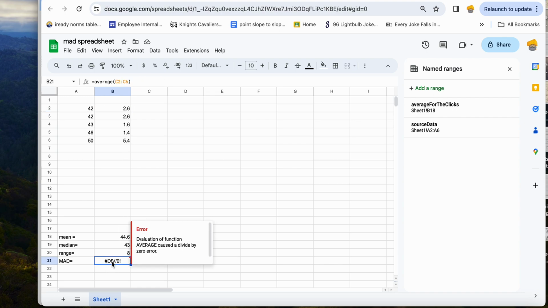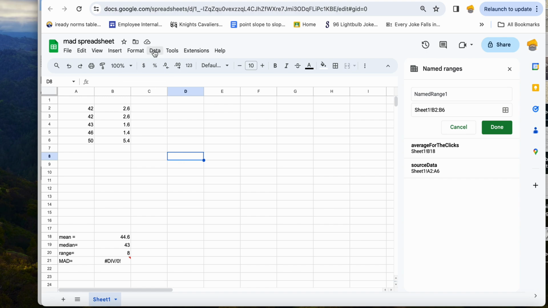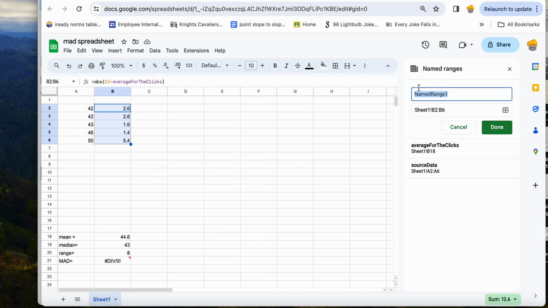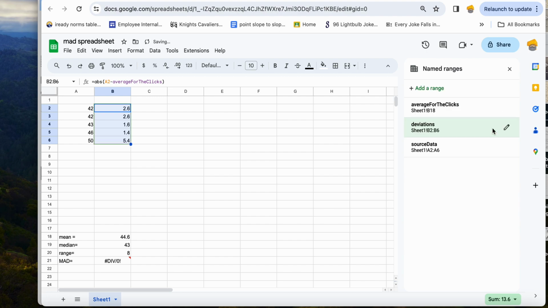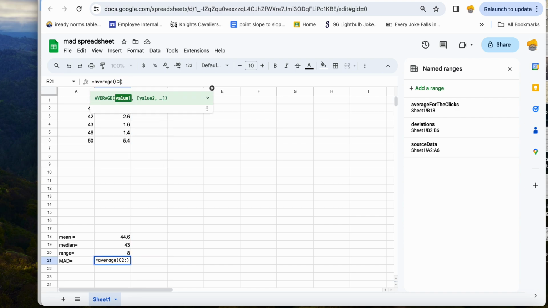Now we can make this into a named range as well. Let's call it the deviations. We'll highlight this set of data, go to format, and choose a name, and we'll call it deviations. So how far away were we? The deviations. And then our average.